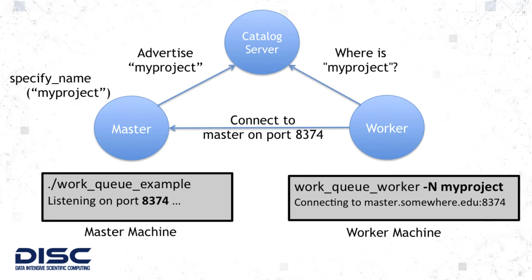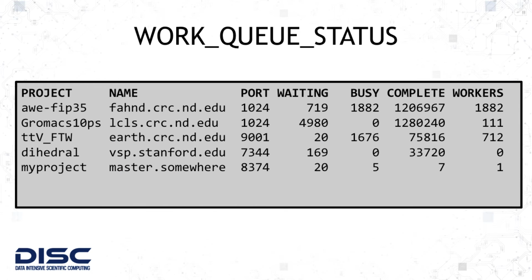This way you can go out and start a bunch of workers and a bunch of masters. You can pick an arbitrary name, and you don't have to worry about keeping track of port numbers. Another side effect of this is that the catalog server now has a lot of information about each master that's running. So the tool WorkQ status calls up the catalog server and says, please tell me about all the masters currently running. And it produces a display like this.